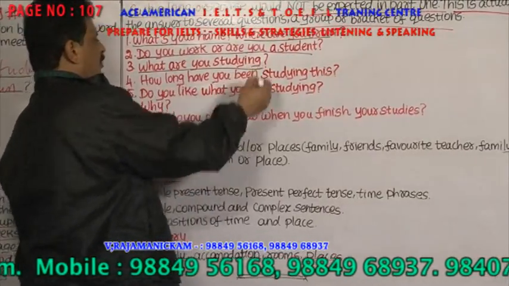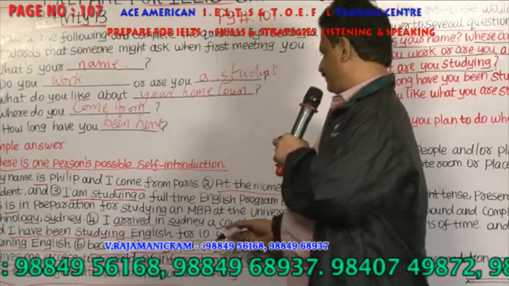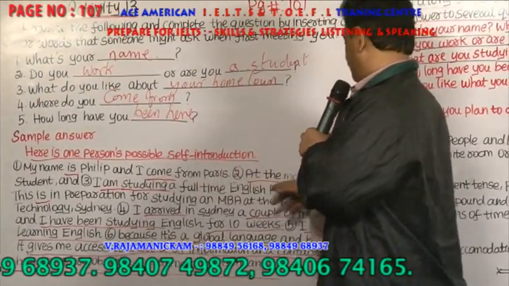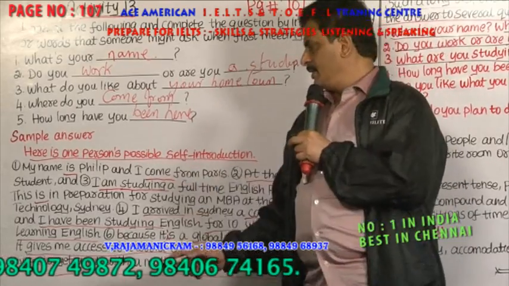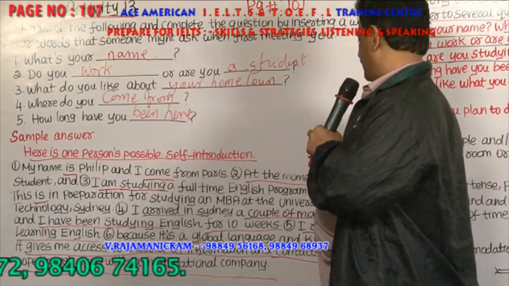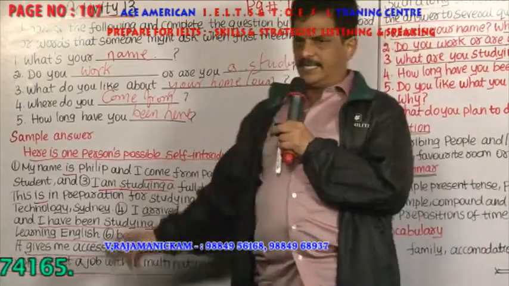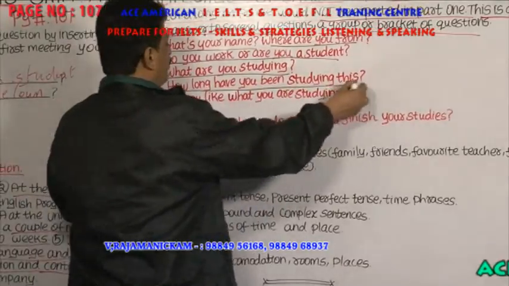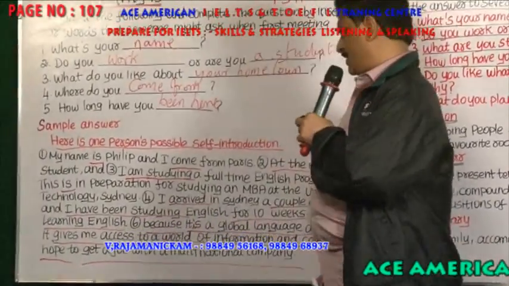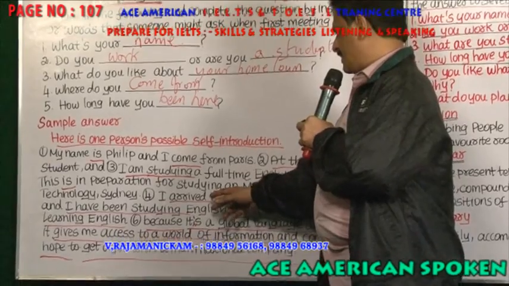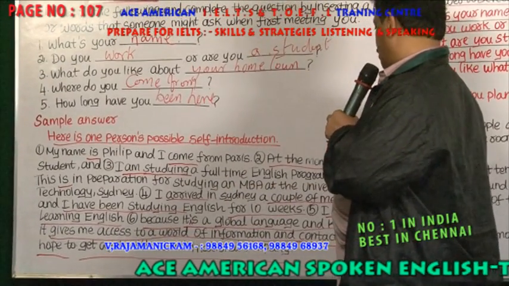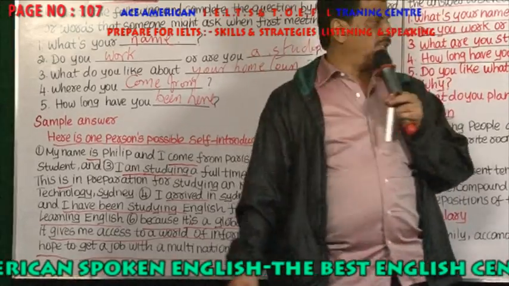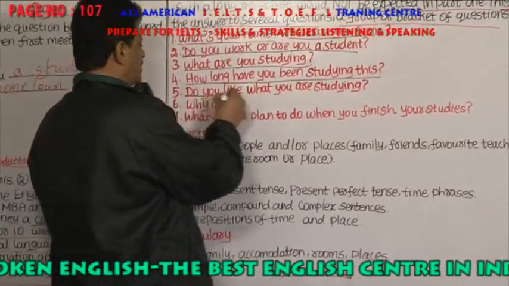What are you studying? What is the third answer? I am studying a full-time English program at InSearch. This is in preparation for studying an MBA at the University of Technology, Sydney. For the third question, the answer is that. For the fourth question, how long have you been studying this? The fourth answer is, I arrived in Sydney a couple of months ago, and I have been studying English for 10 weeks.